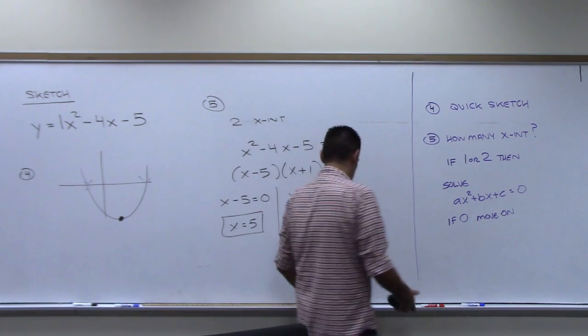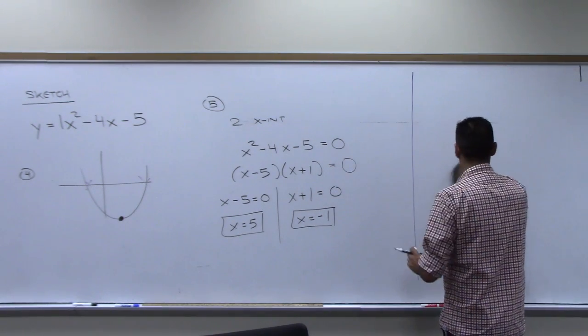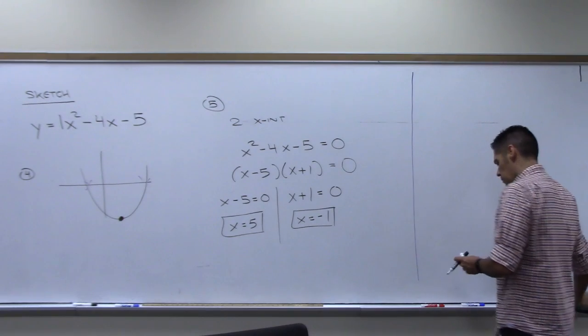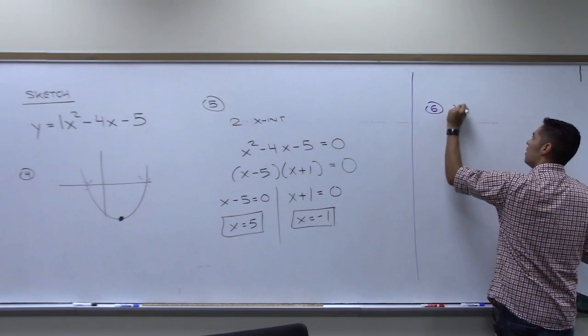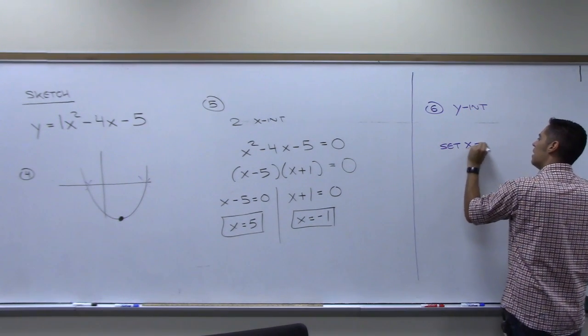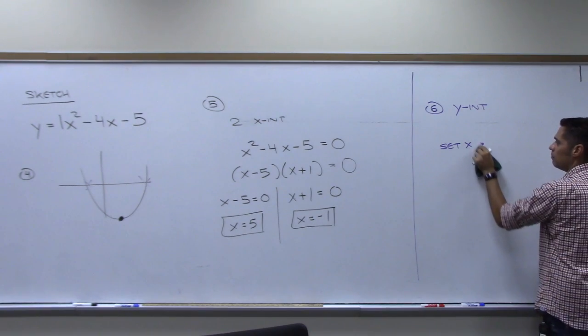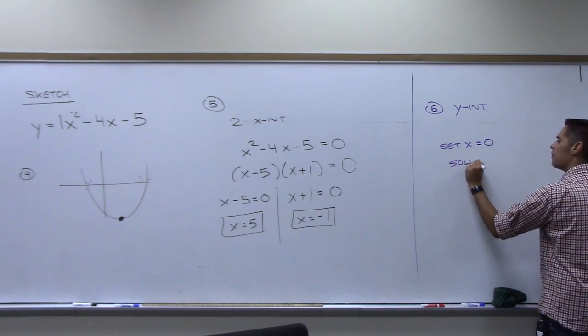Next step, the y-intercept. And I should only have 1. So step 6, y-intercept. How do you find the y-intercept? Set x equal to 0. Set x equal to 0, solve for y.